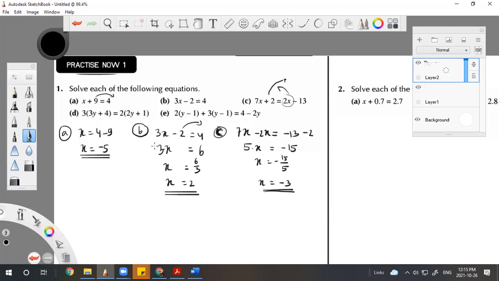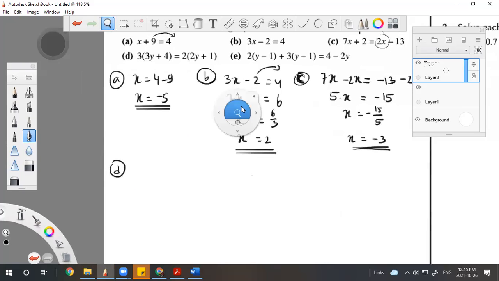Why divide? Again, with the same rule applied for this part. 3 to the right side becomes divide. 5 to the right side becomes divide also. Okay, how to do question B?